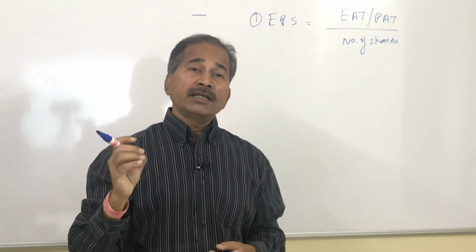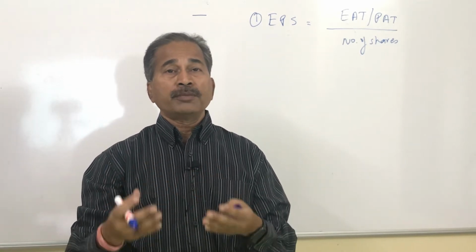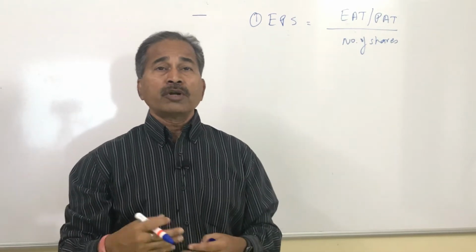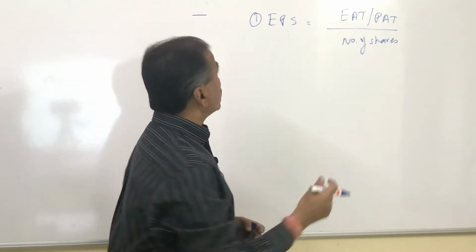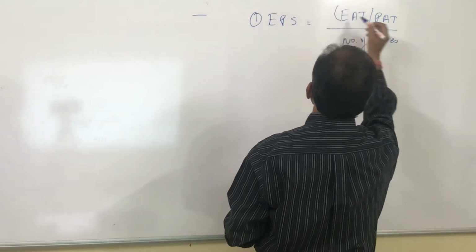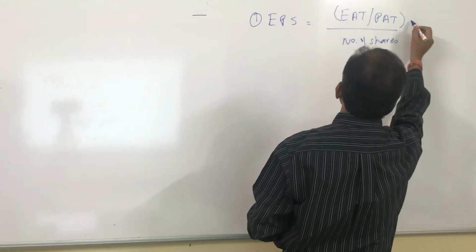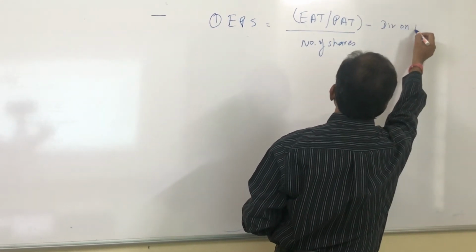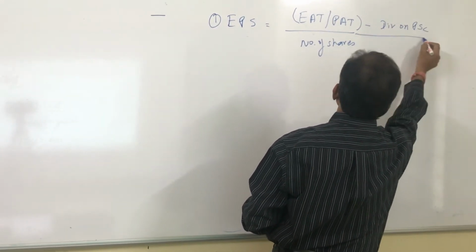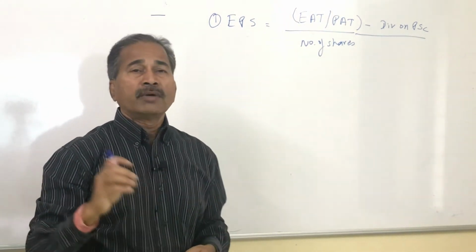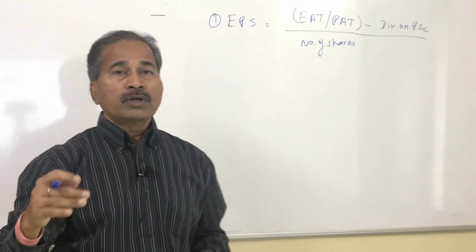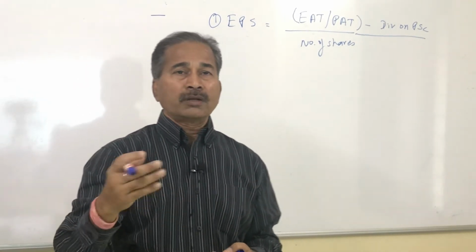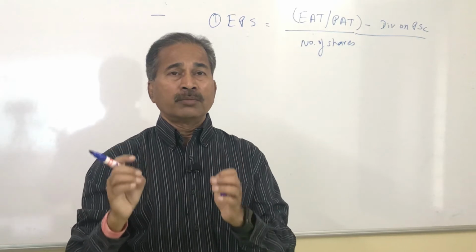And remember, in case your company also has preference share capital, then you will have to modify this formula a little. And what modification will you make? From the figure of earning after tax or profit after tax, you will minus the amount of dividend that may be payable on preference share capital, and so net profit minus the dividend on preference share capital, what remains, that is what you will take in the numerator, and the denominator of course will remain the same, and that is your number of shares.